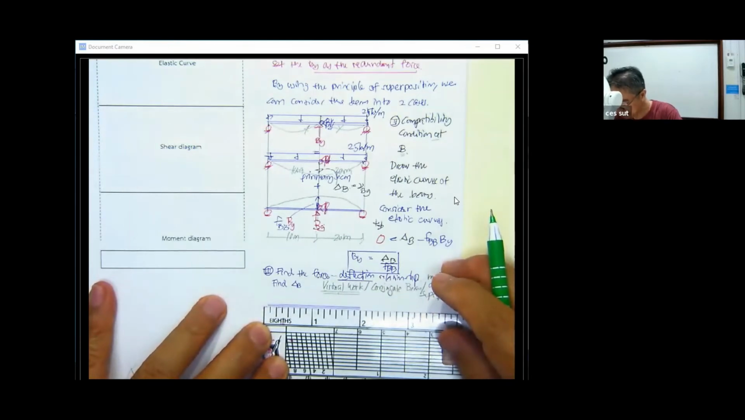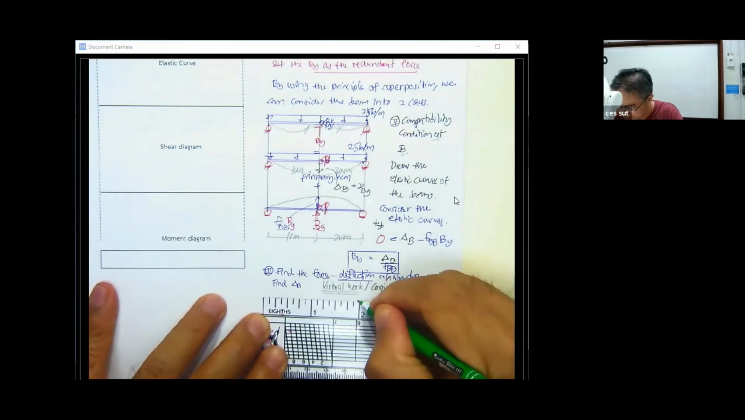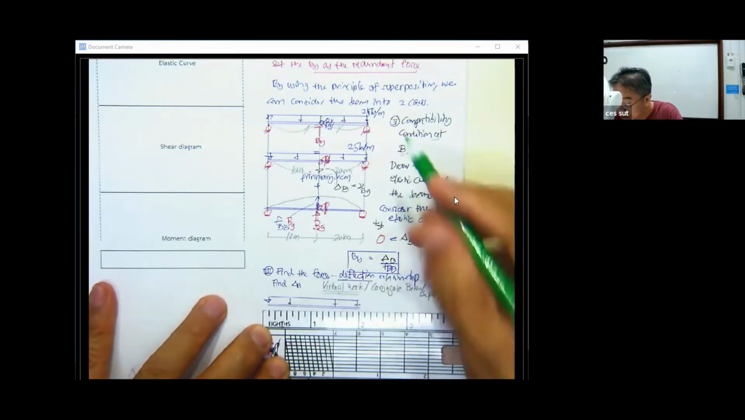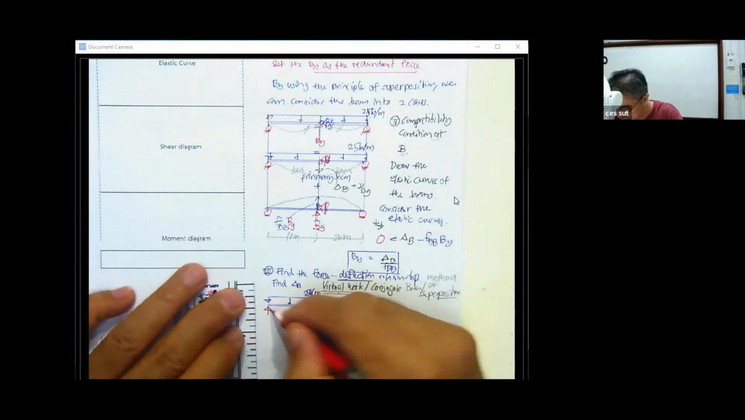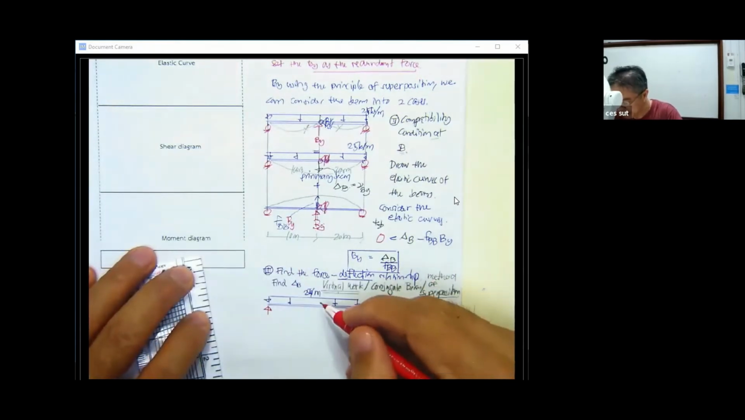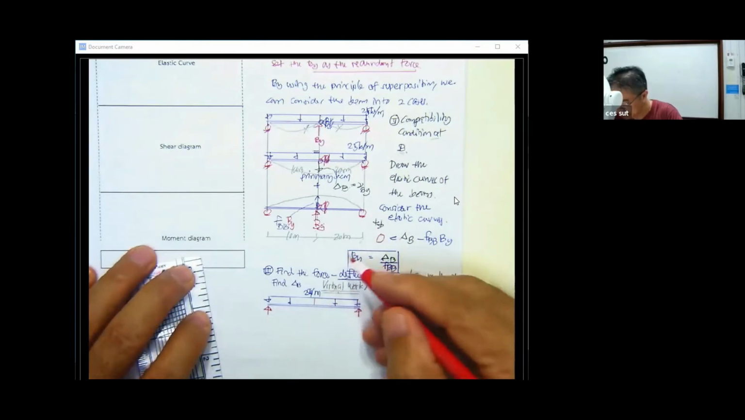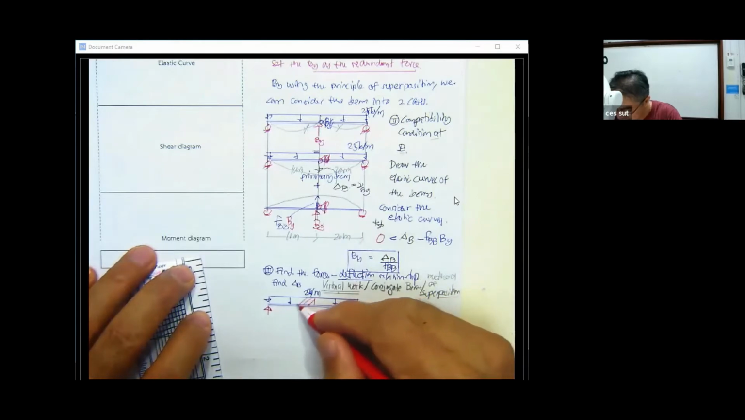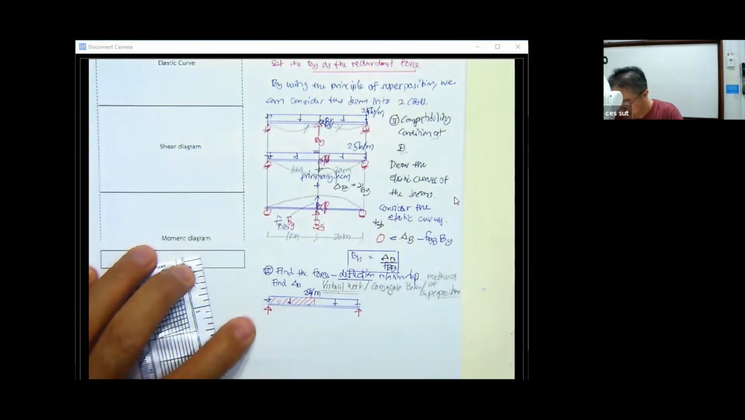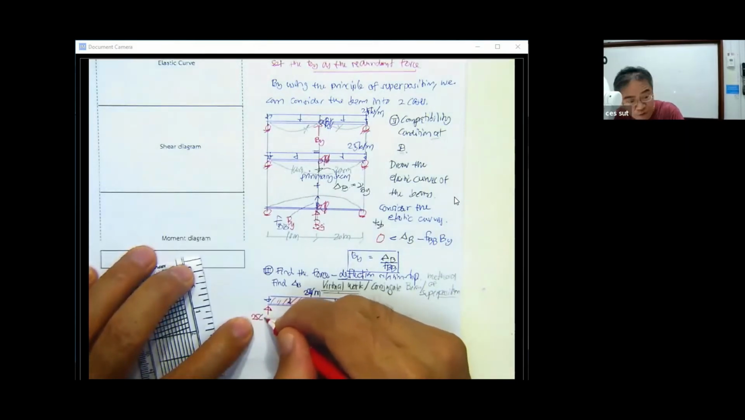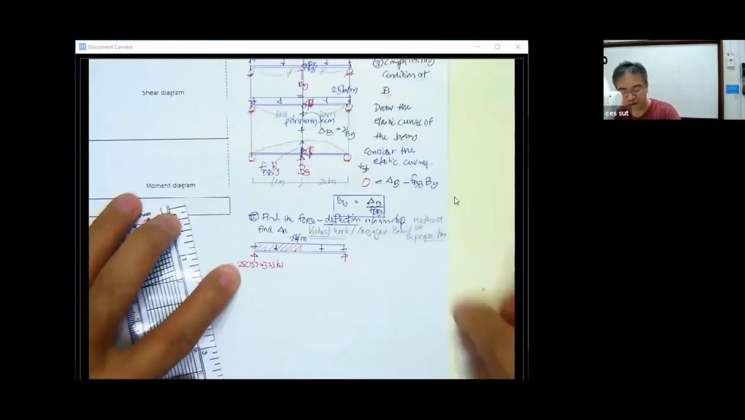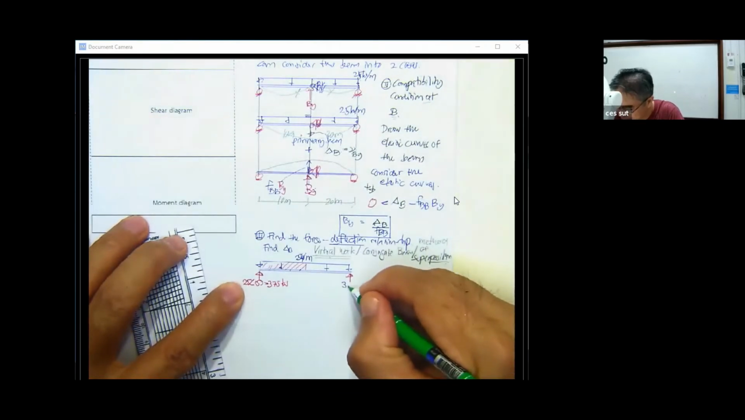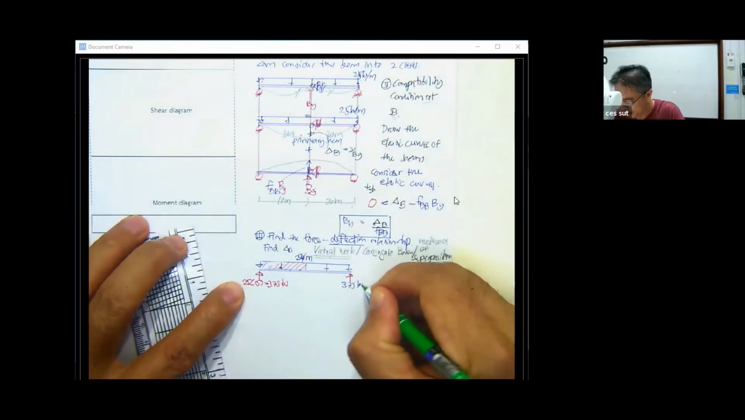Under the application of this force, we have the force of 25 kilonewton per meter. Since the beam is symmetric, the total length is 30, so half of this force will be here. This is going to be 25 times 15 meter, which is 375 kilonewton. And the same is going to be here due to the symmetry. This is going to be 375 kilonewton.